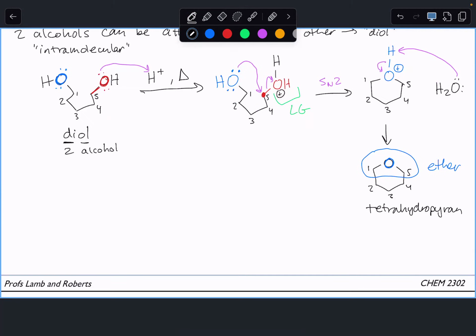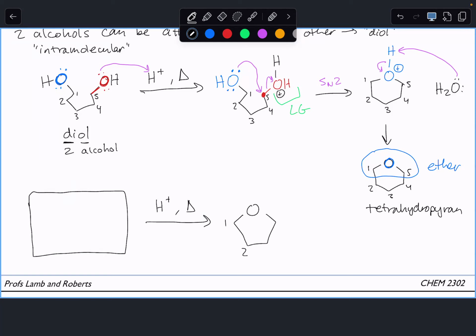So my challenge to you would be to go backwards from THF, a 5-membered ring with 1, 2, 3, 4 carbons. Go backwards. What is the diol that you need in order to make this product? So I will include the answer in my notes.